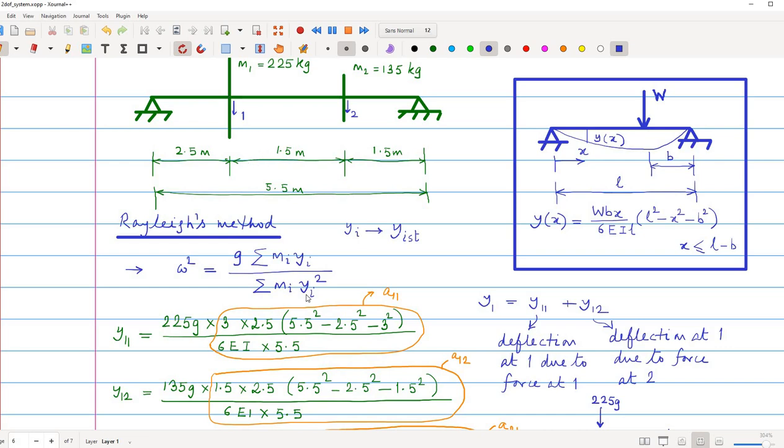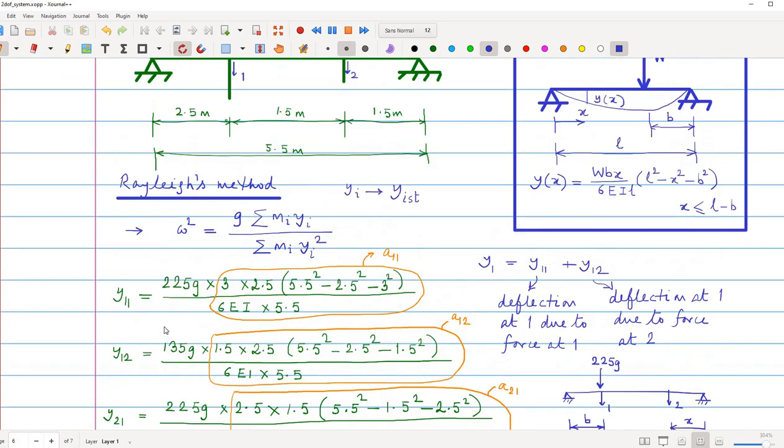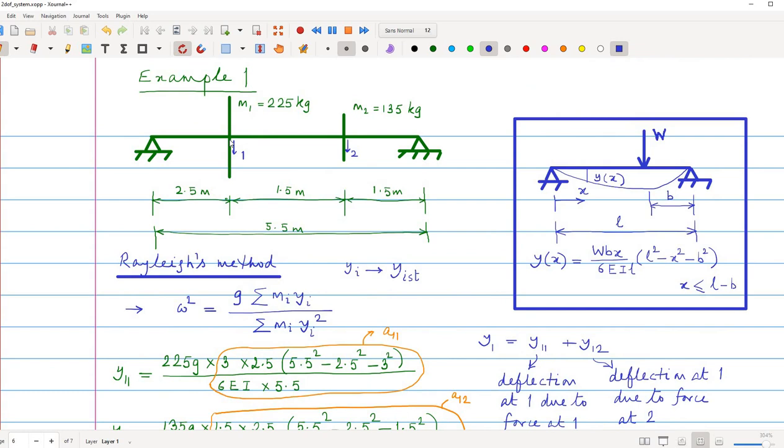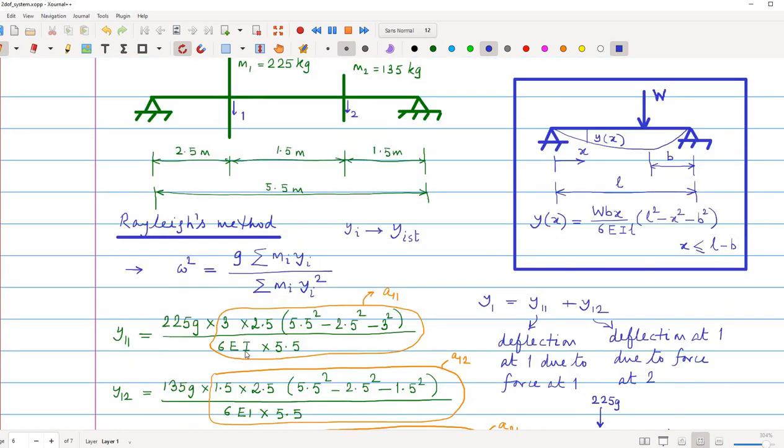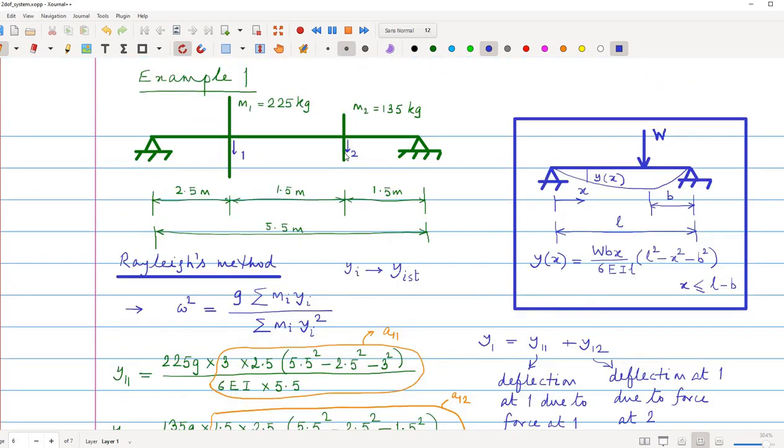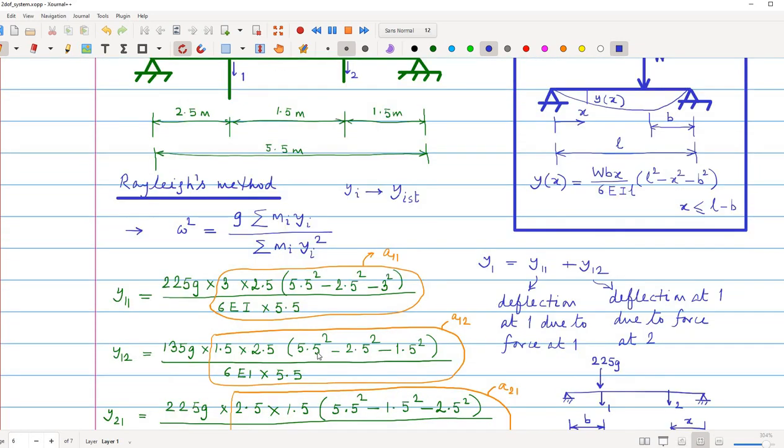So in this case, for y11, b is actually 3 and x is 2.5, and then L square minus x square minus b square over 6EIL. So this is y11, and y12 means the load is here and you are finding out the deflection here. So x is this much, so x is obviously less than L minus b. L minus b is this much. So there is 135 g into b, the load is here, so b is 1.5 and x is again 2.5, and here 5.5 square minus 2.5 square minus 1.5 square is this.